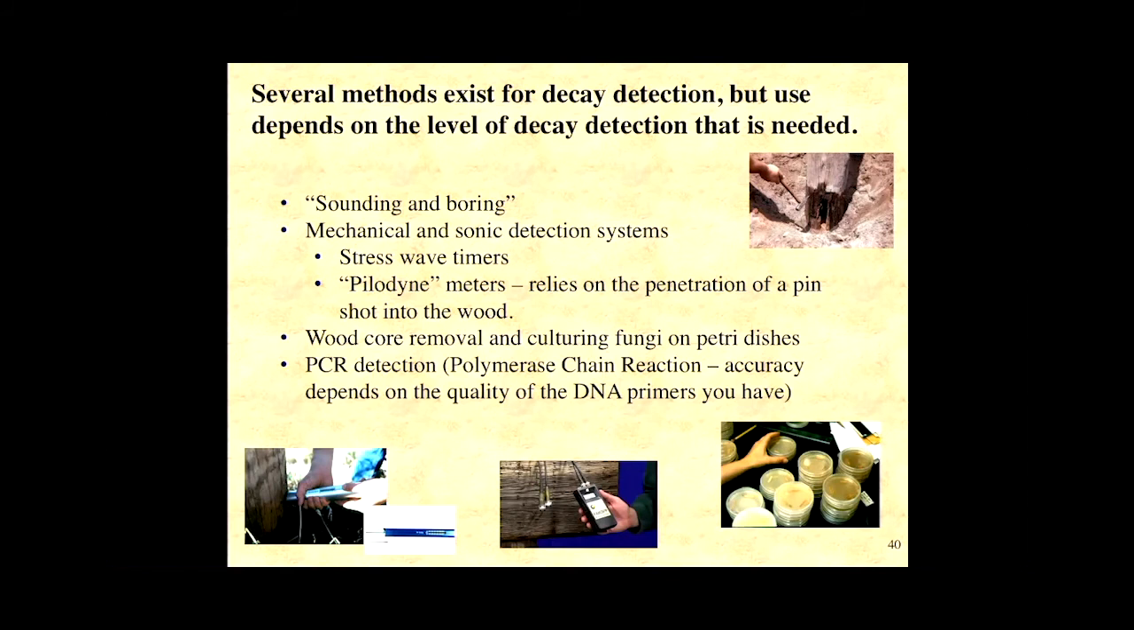This is a little better view of it. All it is is a little machine that's got a spring in it with a needle that pokes out, and you put it up against your wood and spring the pin out of it. And if it penetrates, you've got lower density wood, so it might mean you've got decay.